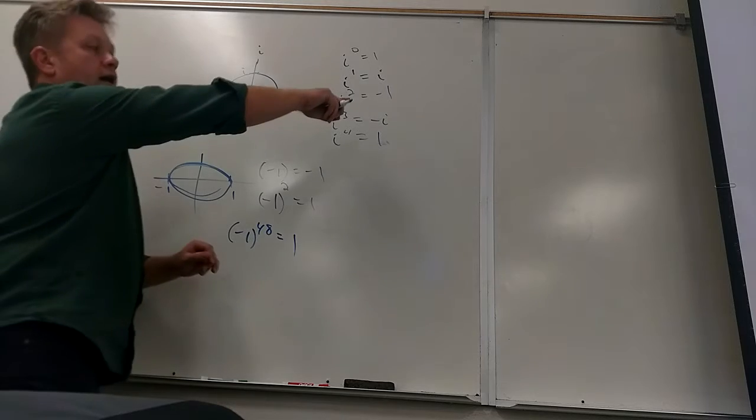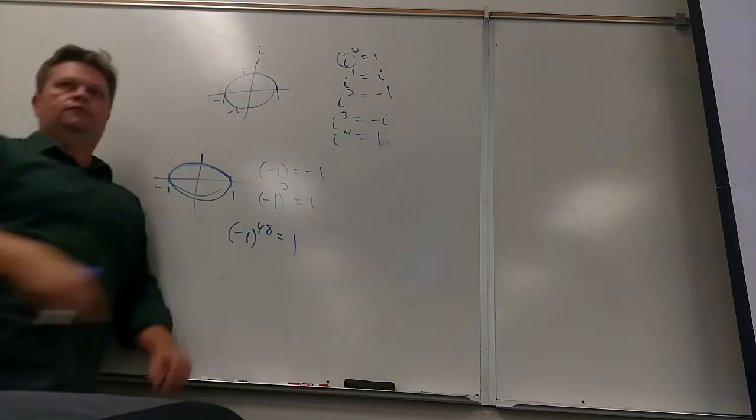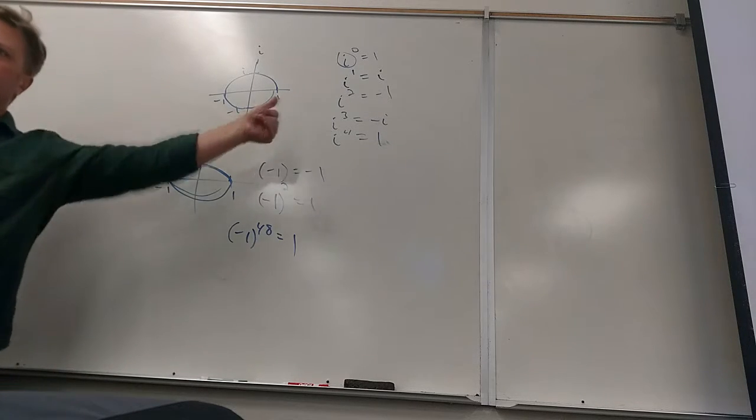1. This guy, since i is a quarter turn, there will be 4 values for that. Same idea, though. Exactly the same idea.